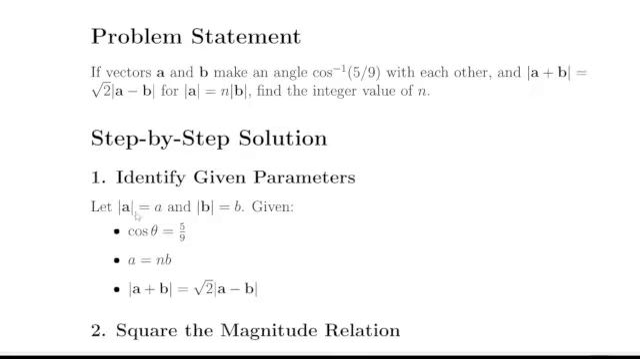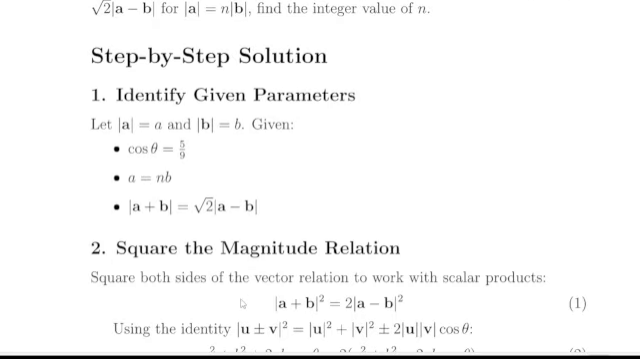So we're going to call the length of a to be a and the length of b to be b. We're given that the angle is inverse cosine of 5/9. That means the cosine of the angle is 5/9. And we're also given that the length of a is equal to n times the length of b. And so since the length of a is a and length of b is b, that means that a is equal to n times b. And then finally, we're given that the length of a plus b is equal to the square root of 2 times the length of a minus b.